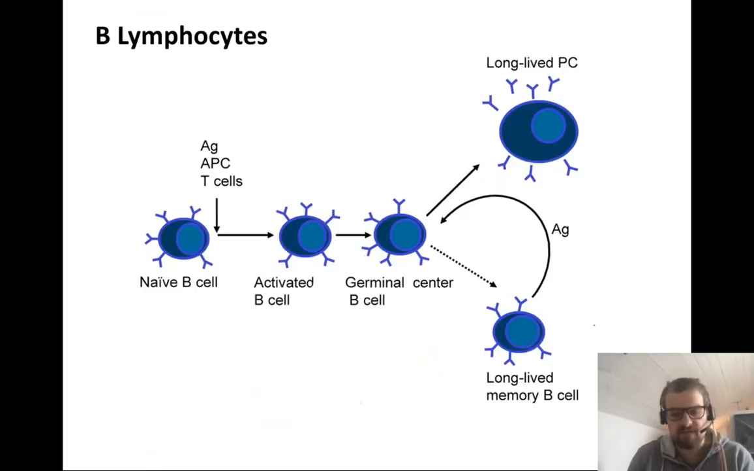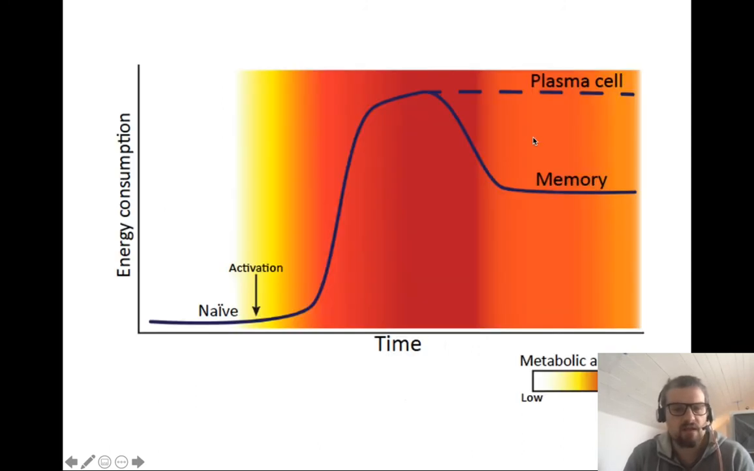Okay, so what about B lymphocytes? So again, B lymphocytes become activated, and then they differentiate into different subsets: the memory cells and your plasmablast cells, which are important for making antibodies. So these are real biosynthetic machines here, churning out antibodies. So you can imagine metabolism is going to be important for these cells. So again, it's a similar story to the T cells.